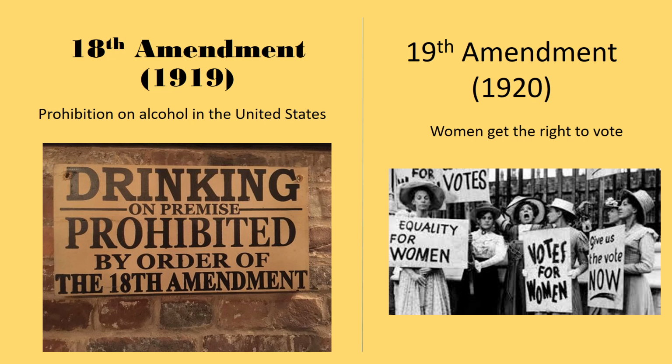The 19th Amendment, passed the next year in 1920, gives women the right to vote. Now, this was basically interpreted to mean only white women. And so minority women still do not have the right to vote at this time, but white women get the right to vote in 1920.